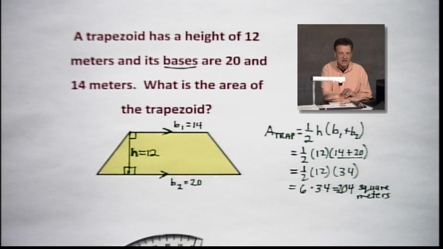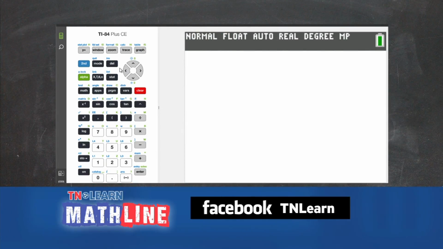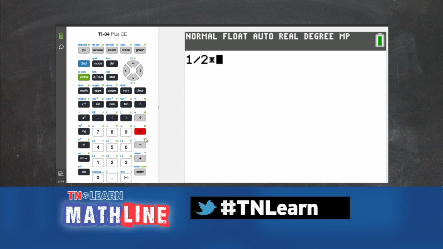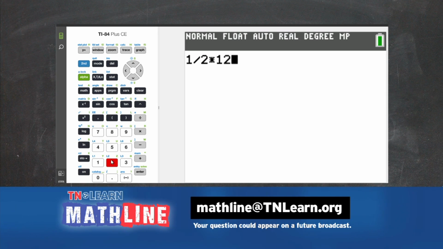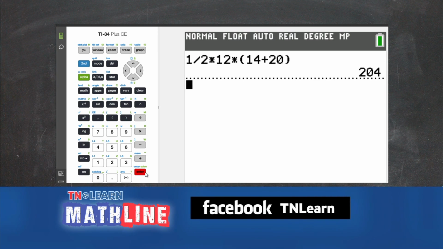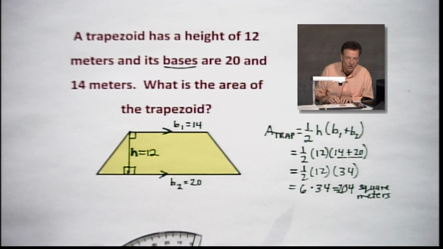Let's take a quick look on the calculator, see if it agrees with me. I'm going to take the formula. It says we're going to take 1/2, and by the way, I want you to notice the calculator knows how to do order of operations also. We're going to say 1/2 times 12, and then multiply it times that parenthesis, 14 plus 20. We'll close our parenthesis, and let's see if it gives me what I want. 204. It does. Yes, your calculator does know the order of operations.